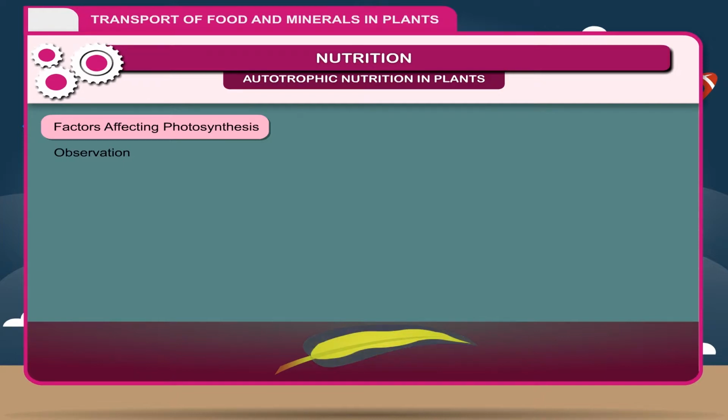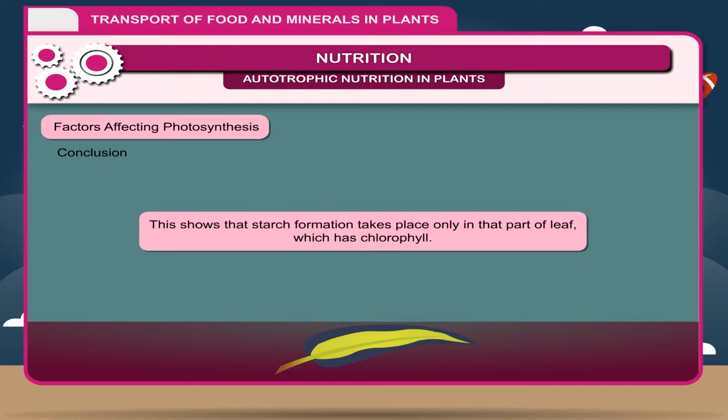Observation. Dark blue color is seen only in the green parts, but the yellow parts do not turn blue. Conclusion. This shows that starch formation takes place only in that part of the leaf which has chlorophyll.